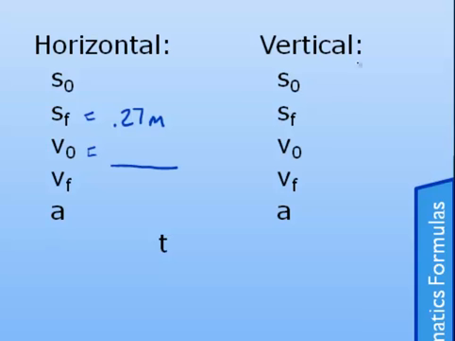Let's look at vertical. Vertically, we know its initial height, or its initial position, was 87 centimeters, or 0.87 meters. We know the final position was 0 because it hit the ground. We'll call the bottom here 0. We don't know anything about its velocities. It doesn't say anything about its acceleration either.